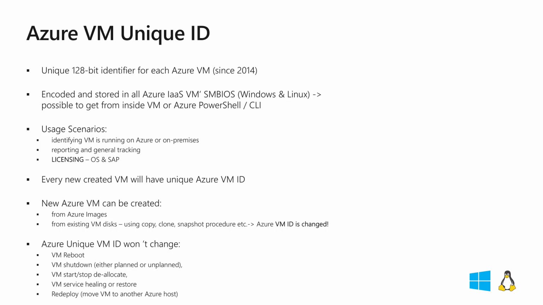Now, the Azure unique VM ID won't change if you reboot the VM, shut down the VM, start, stop, or deallocate the VM, if VM service healing or restore occurs, or if you redeploy the VM, which means moving the VM from one Azure host to another one.